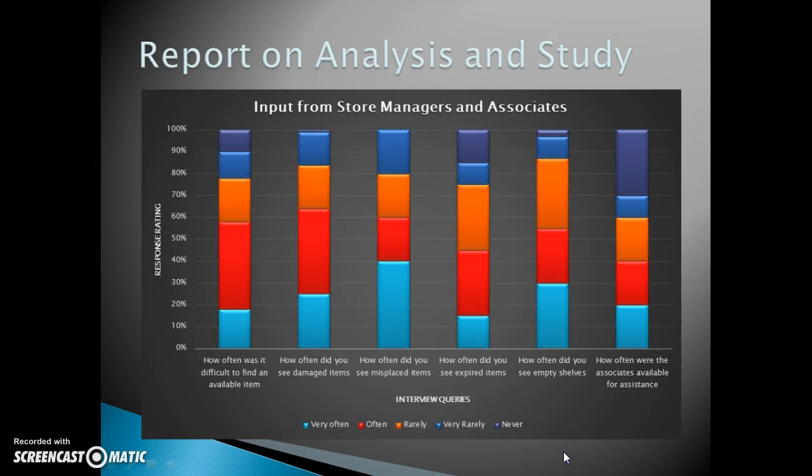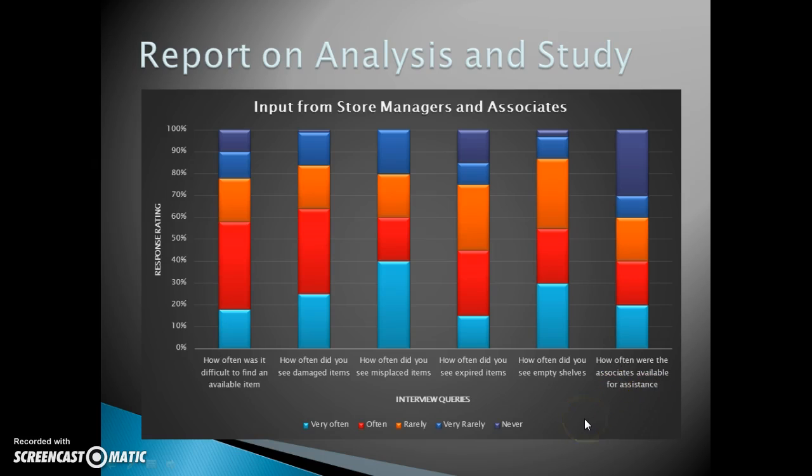And then there was a questionnaire and interviews done for the store managers and the store associates, and the feedback was gathered for the following queries as shown in this particular chart. It was how often it was difficult to find an available item or to assist an associate, and if you see, most of them are above 50%, which shows us that the store managers and associates had difficulty monitoring these shelves.